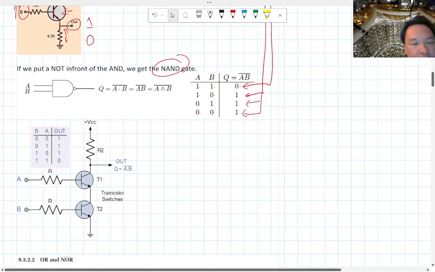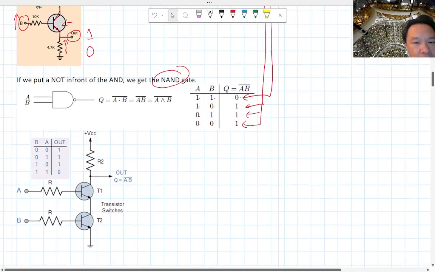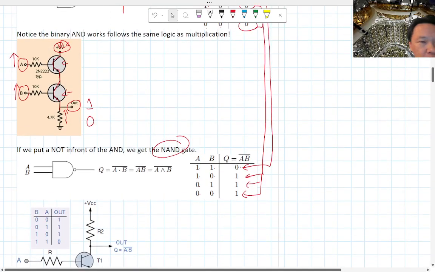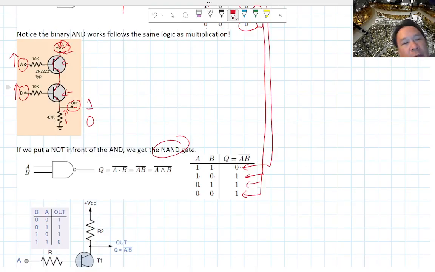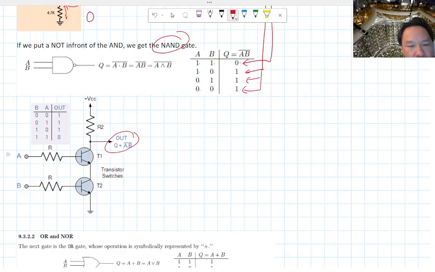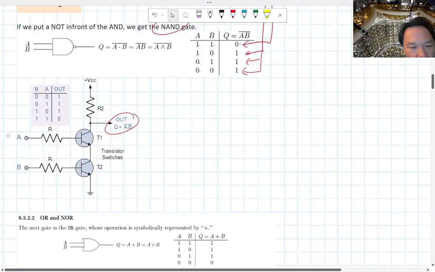Okay. So how does a NAND gate get built with transistors? It's very similar to what you have up here, but instead of taking the output beneath the emitter, you take it above the collector of the transistors, so you have the opposite, basically. Hopefully that makes sense.